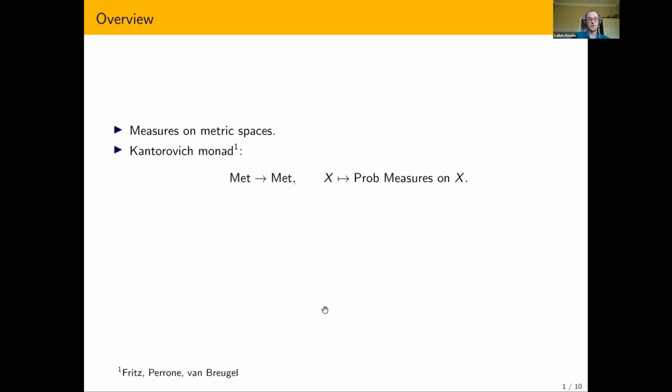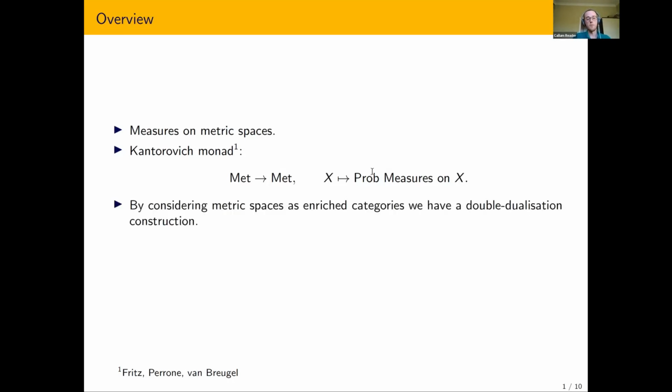This was first, I think, defined by Van Breugel, but Paolo Perrone and Tobias Fritz have given a nice colimit construction of this. And what I want to talk about is, if we think about metric spaces as a type of enriched category, then we can construct a similar monad by using double dual. And in a different context, this construction also gives rise to the ultrafilter monad.